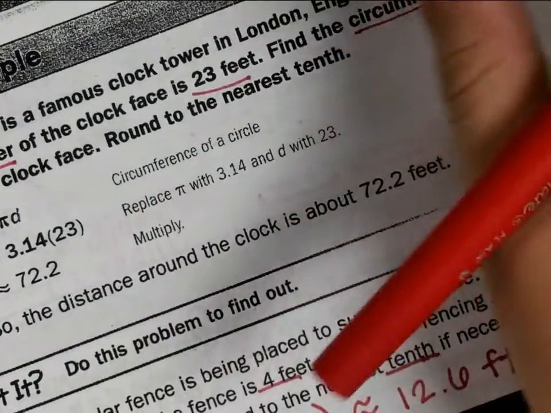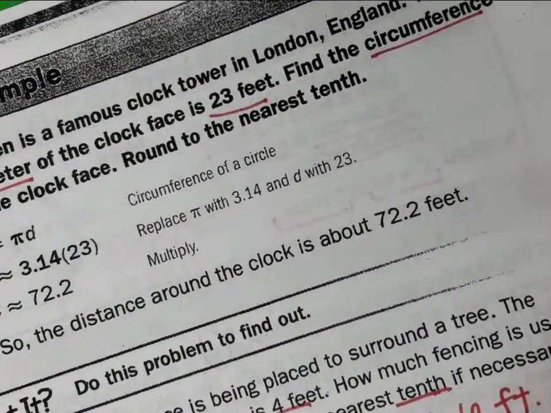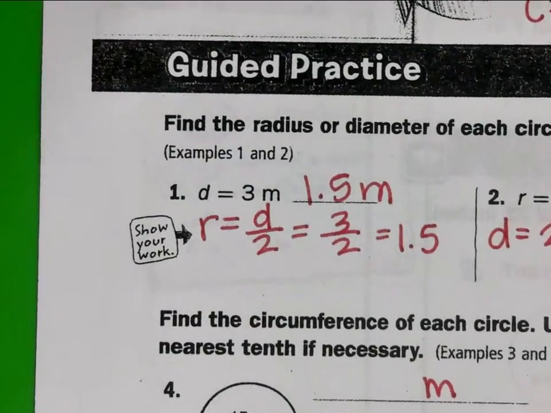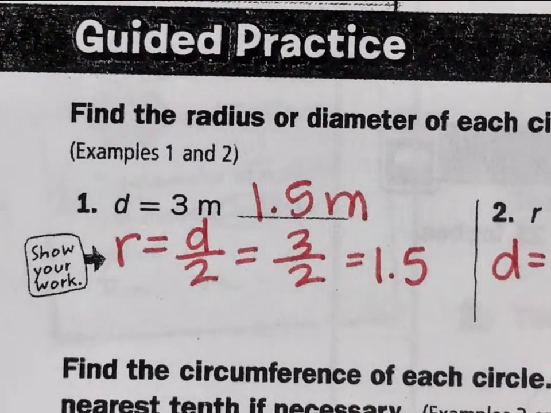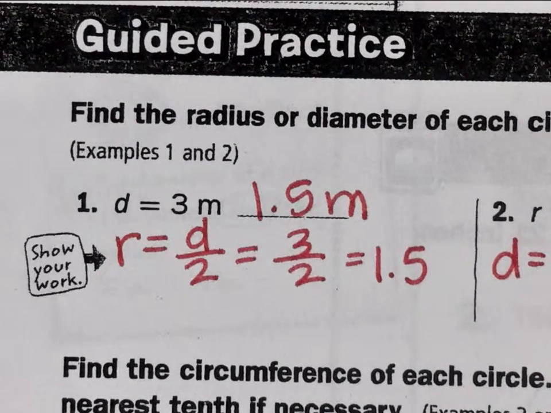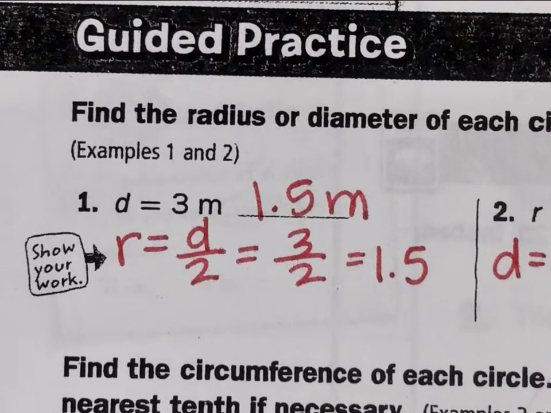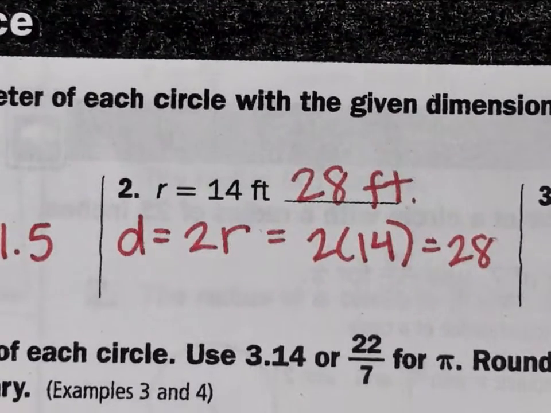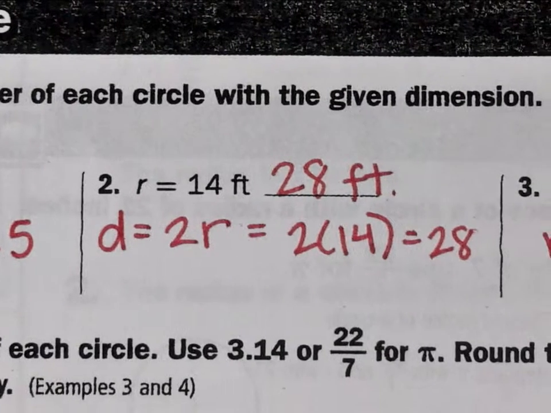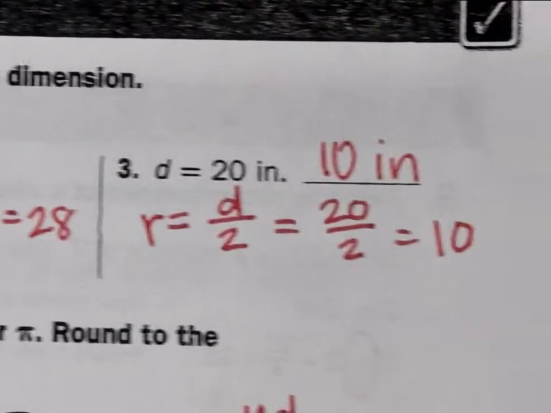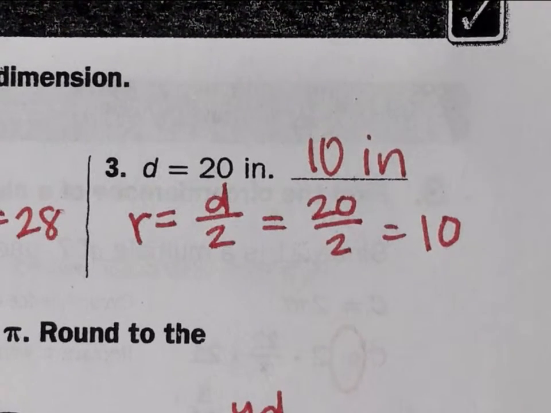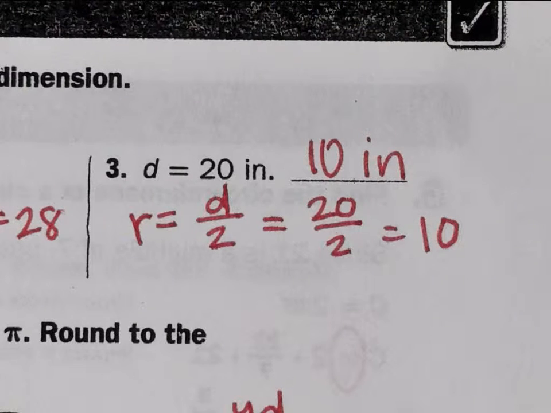All right, what did we get for number 1? 1.5 meters. So they gave you the diameter, so you are trying to find the radius. So your radius is 1.5 meters. What about number 2? 28 feet. Good. So your diameter is 28 feet. Number 3? 10 inches. Radius 10 inches. Any questions on those 3? Finding the radius or the diameter?